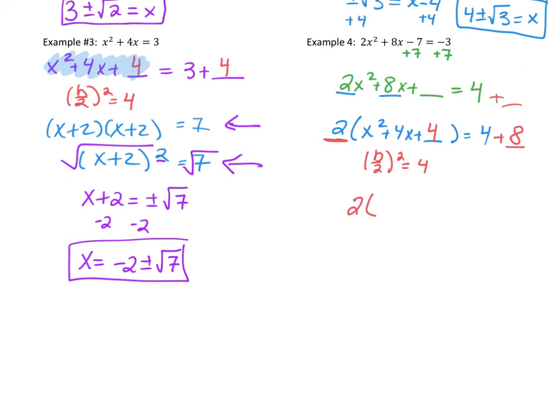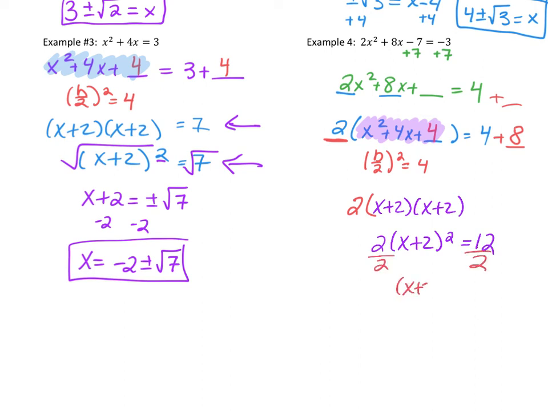So now I want to factor this x squared plus 4x plus 4, and it'll factor into x plus 2 times x plus 2, or x plus 2 quantity squared with that 2 in front. To finish solving, I'll divide by that 2 in front. To get rid of the squared, I'll square root both sides. Again, always plus or minus the square root because you always get 2 solutions. And my last step will be to subtract 2. So it'll be -2 plus or minus the square root of 6.